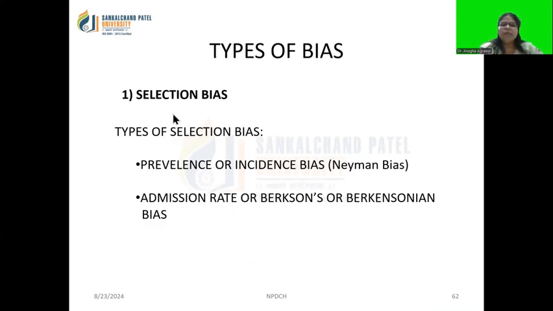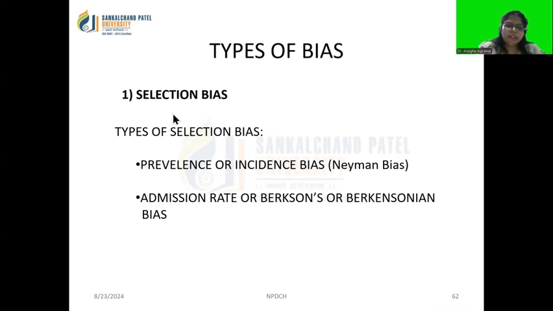Now there are various types of biases. Biases are errors that occur in your study. You try to minimize them, but at times you cannot eliminate them completely. You always try to minimize them so that your study will be more reliable.